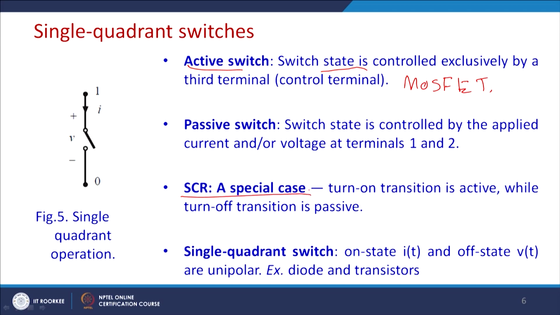A single quadrant switch has unipolar on state and off state. An example of a single quadrant switch is the diode. If you refer to the VI characteristics of the diode, with V and I axes, it will have a cut-in potential, and in reverse, if we consider the ideal diode, this will be the zone of conduction and this will be the zone of blocking. So, for this reason the diode is a single quadrant switch.